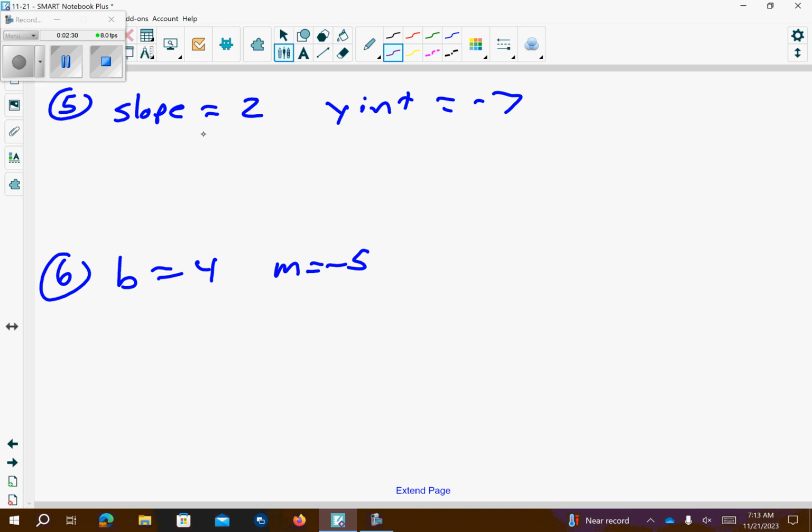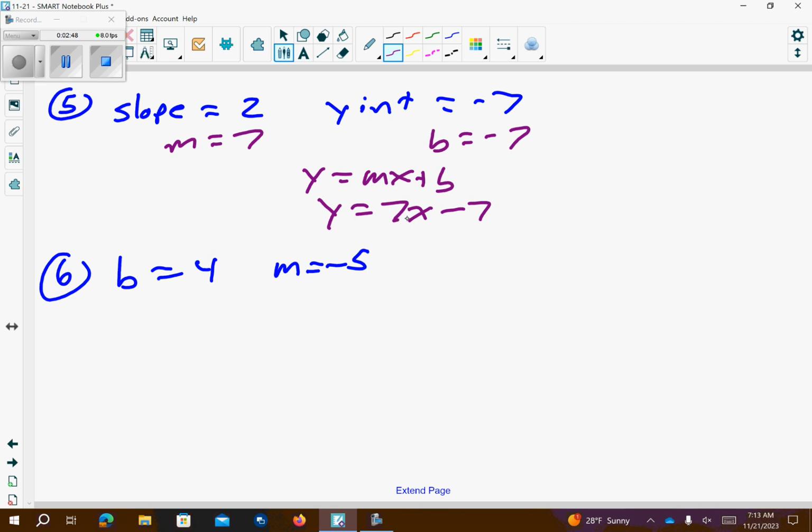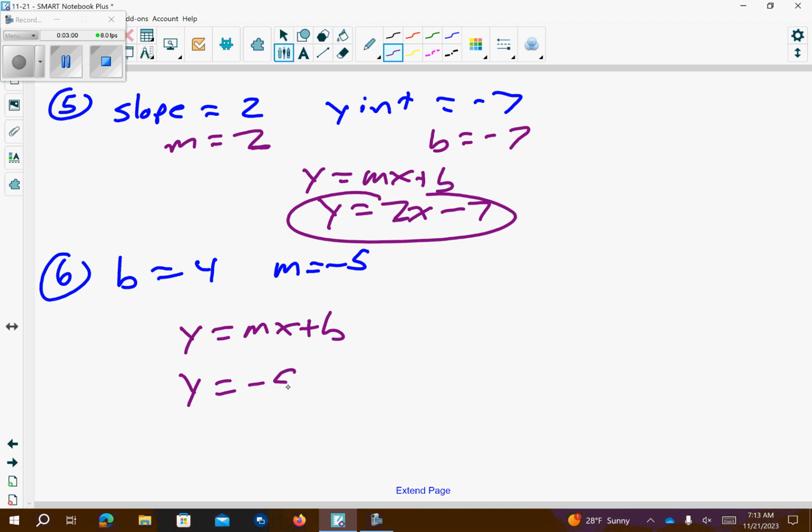Next one says the slope is 2. Well, that means m equals 2, and the y-intercept is negative 7. So plug both of those back into this equation. So y equals 2x plus negative 7 or just minus 7. Oh, that should have been a 2. I'm sorry. That's my equation. Okay, we know b and m, so y equals mx plus b. Plug those values in. So y equals negative 5x plus 4. You could have that negative 5/1.